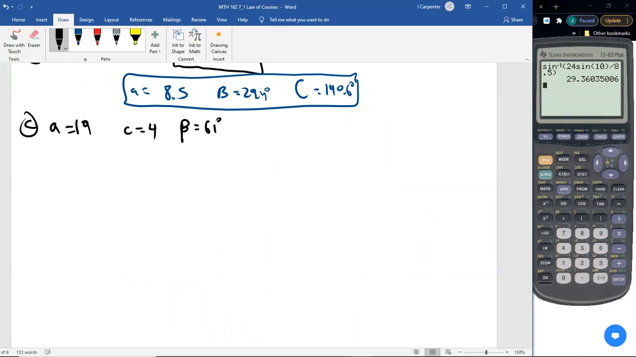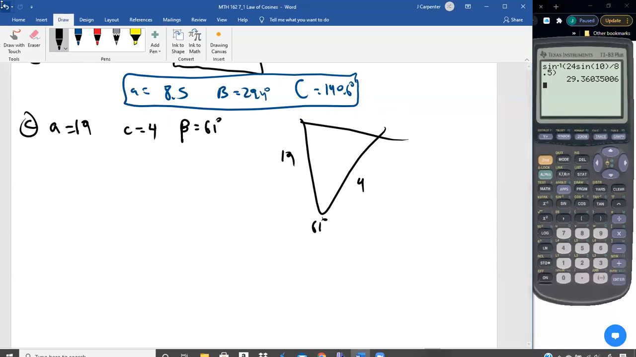Now, it's not as obvious that this is a corner of information. Maybe you need to draw it up, but remember, a corner of information means you have the angle between, and the angle between means you don't have one of these angles. So this is a corner of information. If you drew it up, it would be like 61 degrees is here, this is your 19, and this is your 4. Obviously not to scale. And then your other end is over there.